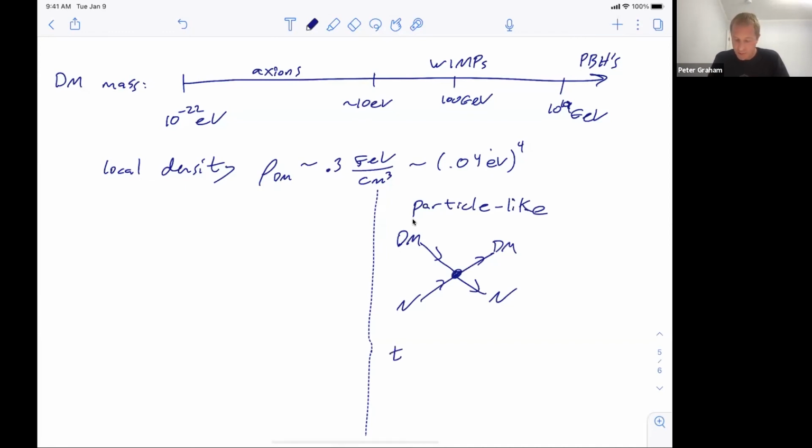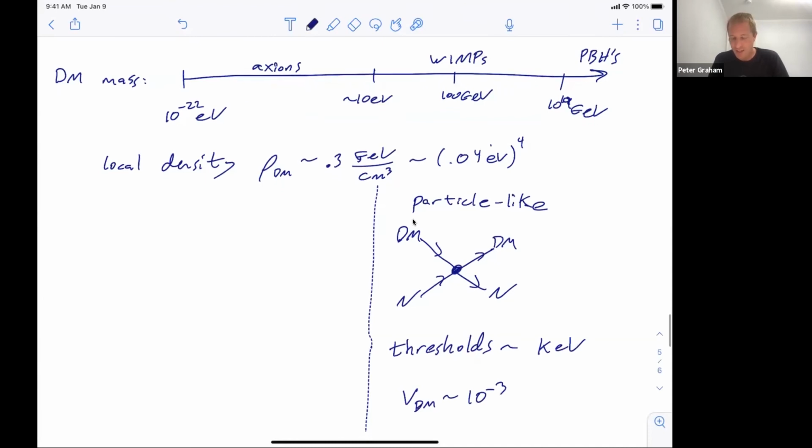However, most of these WIMP detectors, at least the traditional ones, have thresholds around a kiloelectron volt or so. It's a very active area of research to keep pushing that down, because that limits the smallest mass you can look for. Something to keep in mind is that the virial velocity of dark matter in our galaxy is around 10 to the minus 3. That's unitless because it's in units of c, and c is 1, remember? So it's 10 to the minus 3.